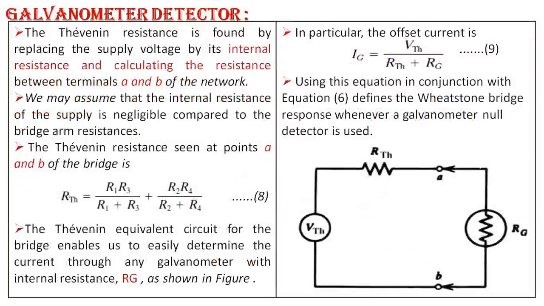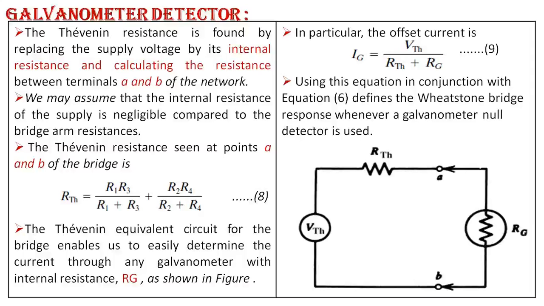Next, with the galvanometer detector removed, the Thevenin's resistance is found by replacing the supply voltage by its internal resistance and calculating the resistance between terminals A and B of the network. We may assume that the internal resistance of the supply is negligible compared to the bridge arm resistance. The Thevenin's resistance seen at points A and B of the bridge is RTH equal to R1 R3 upon (R1 plus R3) plus R2 R4 upon (R2 plus R4).